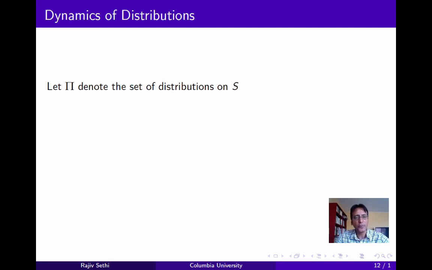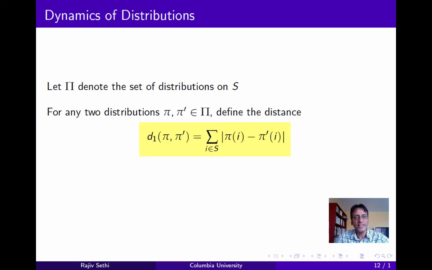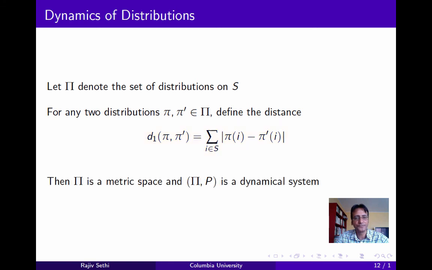Now let's link this to uniqueness and stability. So as before, we define capital Pi as the set of distributions on our state space. For any two distributions pi and pi prime in this set, we define the distance using the D1 metric as we did before. This is just the sum of the component-wise distances between the two distributions. Endowed with this metric, Pi is a metric space, and the pair (Pi, P) is a dynamical system. And we can think about uniqueness and stability of rest points of this.